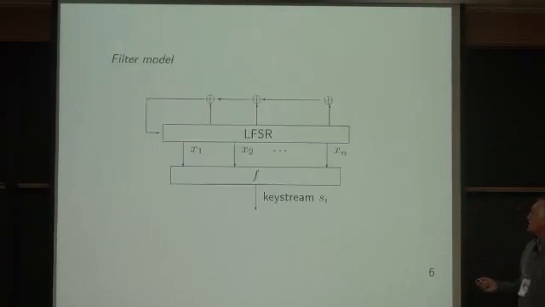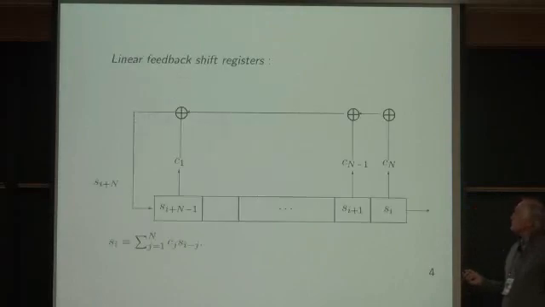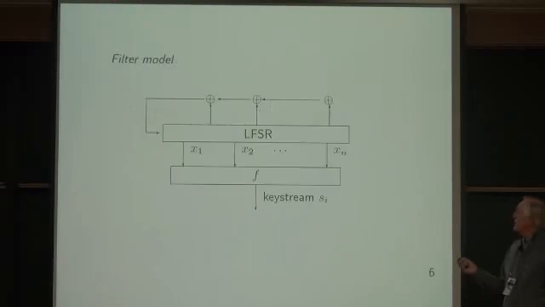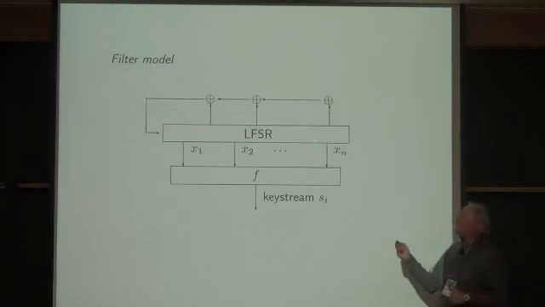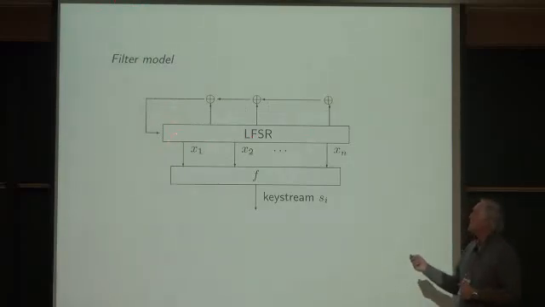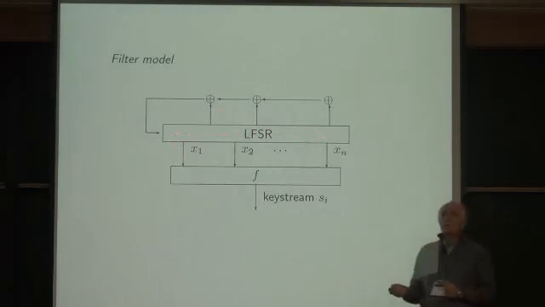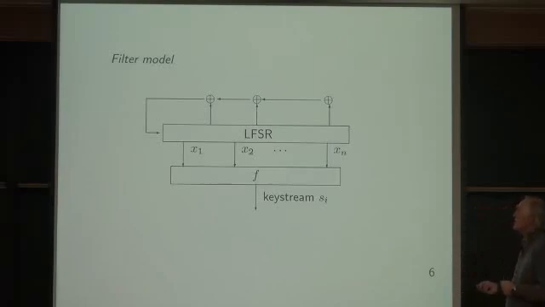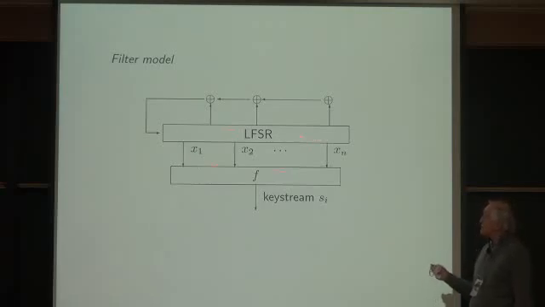The other model uses, instead of n LFSRs, a single LFSR. And thanks to the fact that there is only one LFSR, this LFSR will be much longer. This LFSR maybe will have length 256, while the others maybe were 20 bits long. And the input to the function is taken directly inside the LFSR. And the principle is the same. At each clock cycle, you get 1 bit of the key stream.